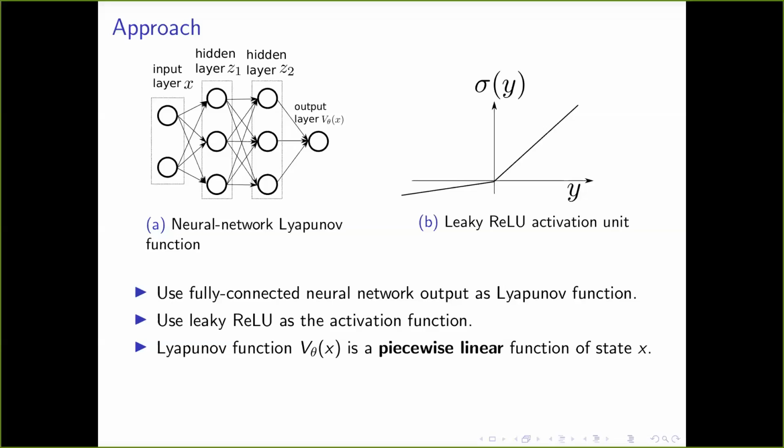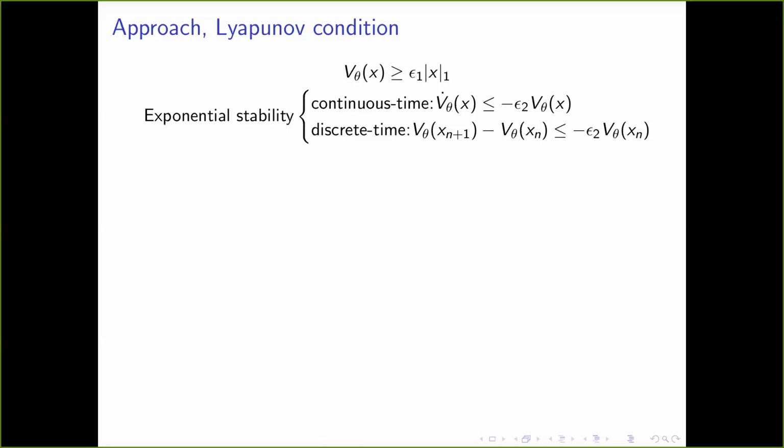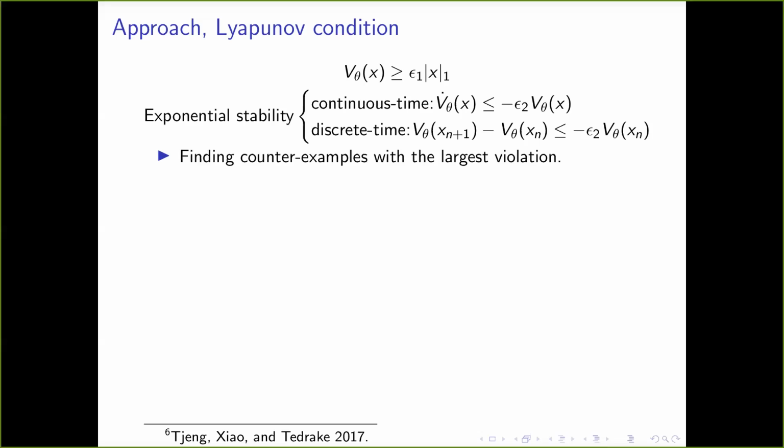Let's revisit the Lyapunov condition. First, we have the positivity condition on V_theta(x), and that the Lyapunov function goes to infinity when the state goes to infinity. This is equivalent to requiring that V_theta(x) is larger than the scaled one norm of the state. We also impose the exponential stability condition on the time derivative of V for both the continuous time and discrete time systems. These are the conditions we want the Lyapunov function to satisfy. We will show that we can efficiently find counterexamples to these conditions.